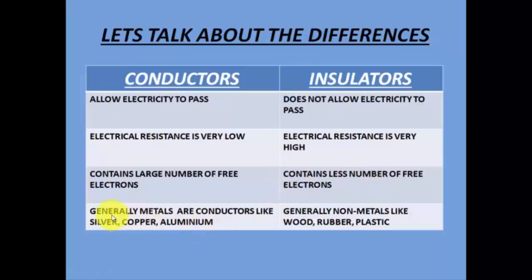Okay, finally, what are the examples of a good conductor? Mostly there are metals in this category like silver, copper and aluminium. Whereas in the case of insulators, it is wood, rubber, plastics. So these are the major differences between conductors and insulators. This is a must-know point for everyone.